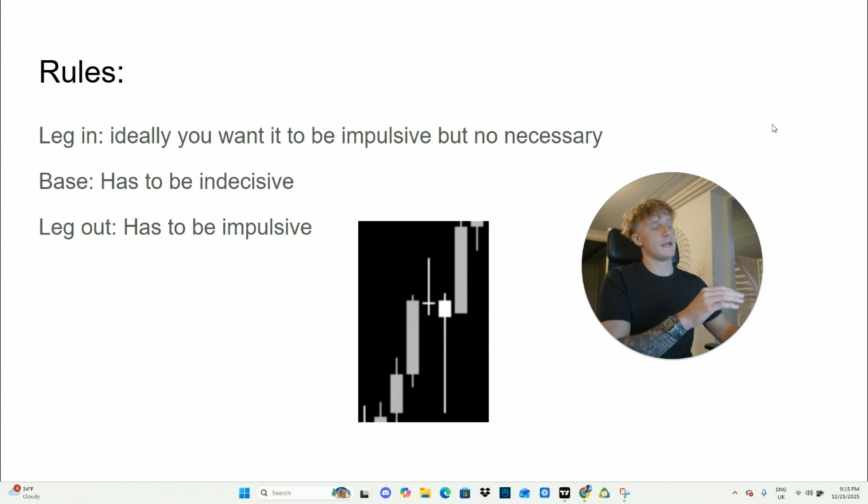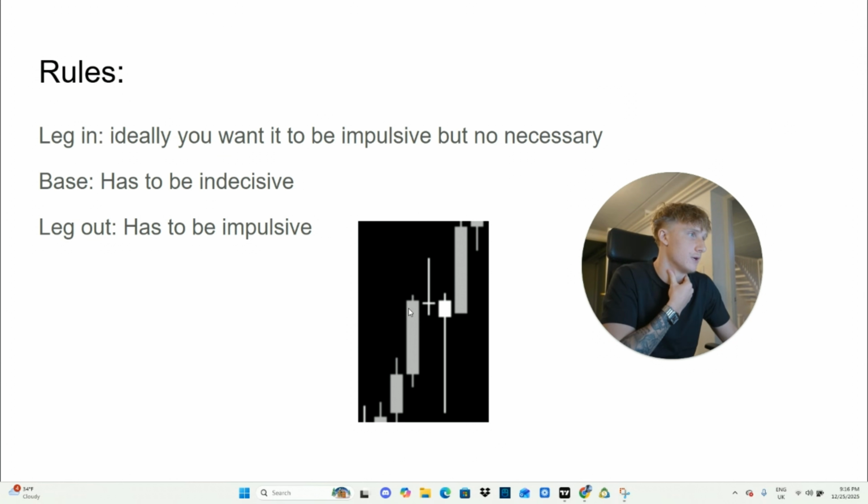But yeah. Okay. Now for the rules, when it comes to the zone, or more specifically the leg in, the base, and the leg out, right? It's actually really, really simple. We have some more technical zones, which we'll go into a little bit later on, but this is really straightforward, okay? So your leg in, which once again, what's that going to be?